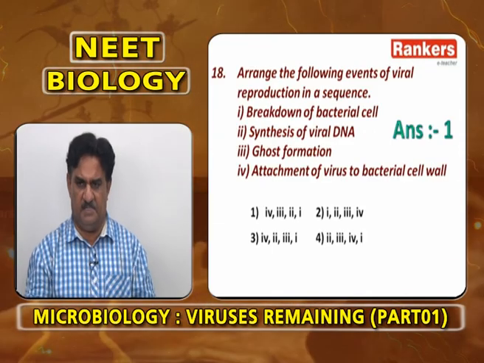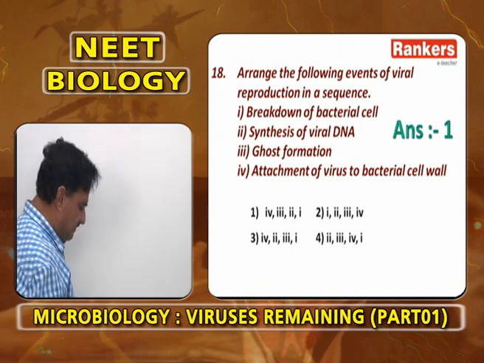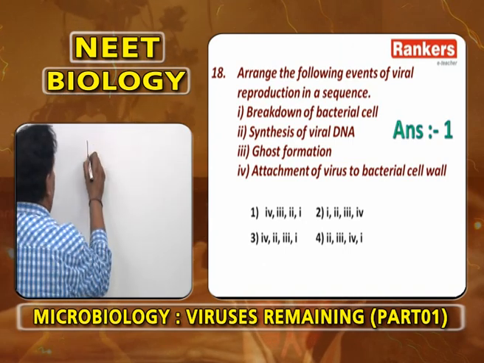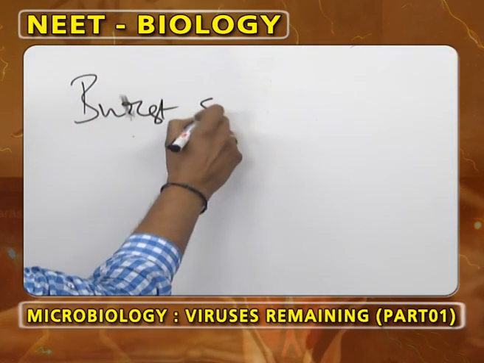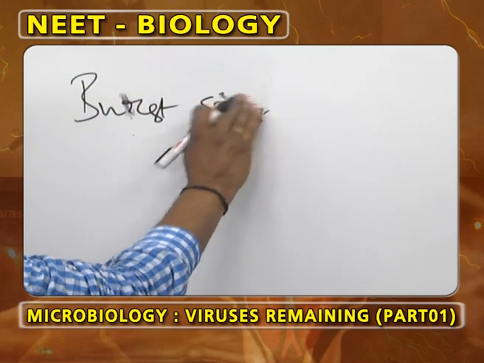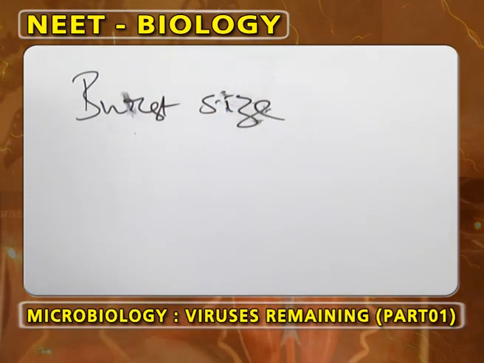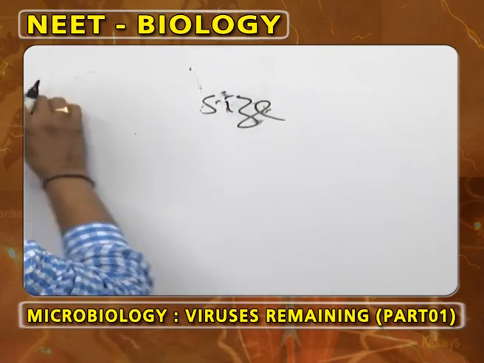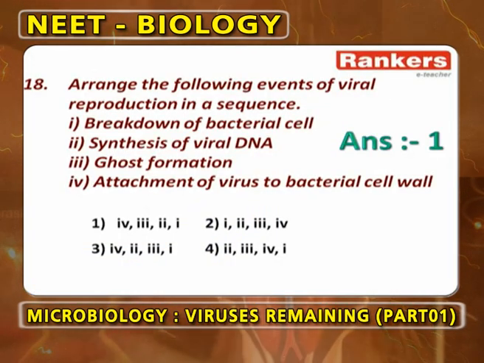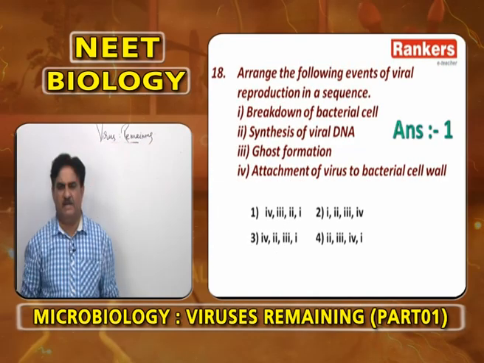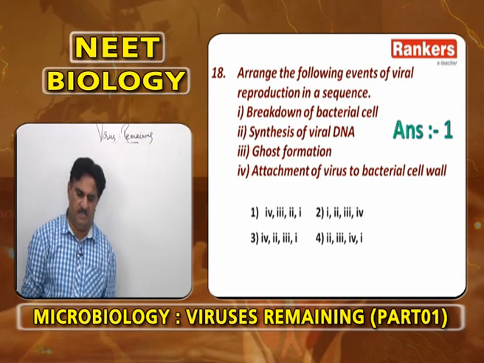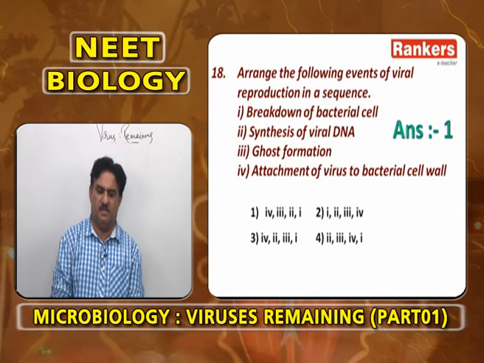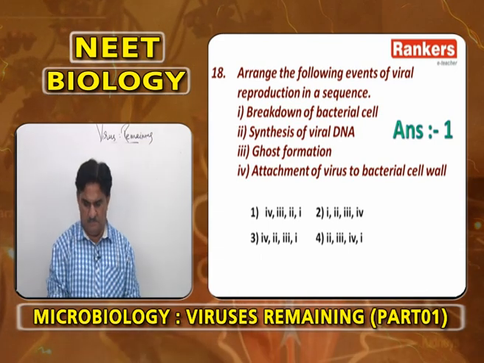Once the number of viruses reaches a certain extent, the average number of viruses in a bacterial cell just before the bacteria is going to break is called burst size. So, the stage in viral reproduction where the number of viruses reaches saturation and the bacterial cell starts breaking is called burst size. So, here the answer is 4, 3, 2, 1.